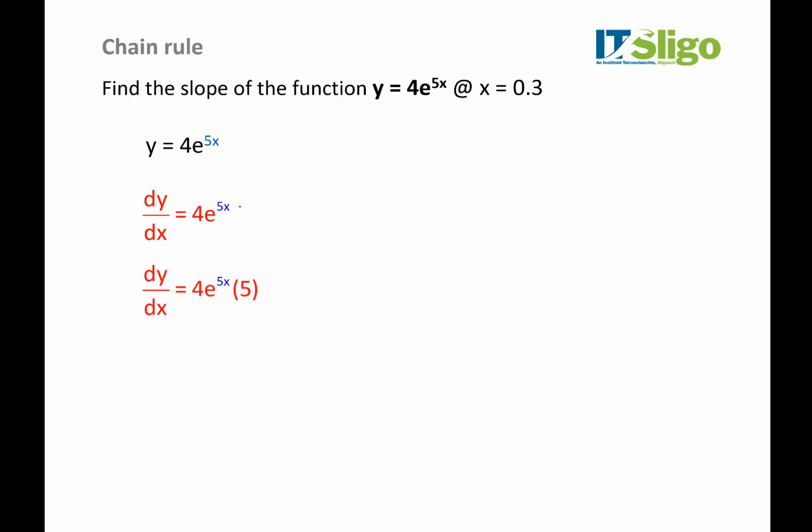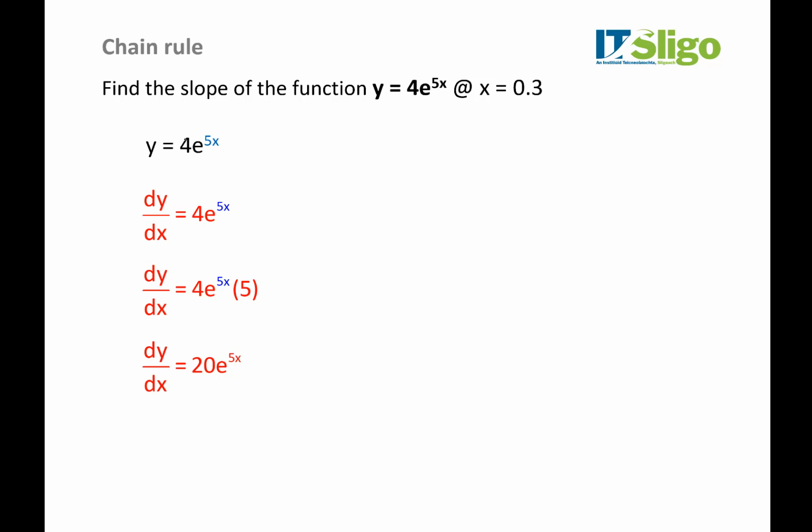And finally then, tidy things up, the 5 moves to the front, and we end up with dy/dx is 20e to the power of 5x. So very often with these, you can just simply differentiate that bit there and multiply it by the start, and that'll get you there very quickly.